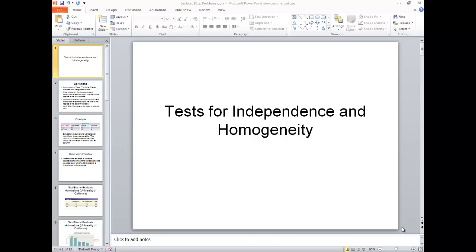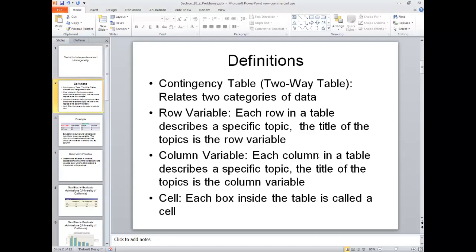Take a look at this section: tests for independence. We're taking a look at two different categories, homogeneous or not. Homogeneous means similar, if you haven't seen that word before. Similar, connected in some way. A contingency table is a two-way table that relates two categories of data.